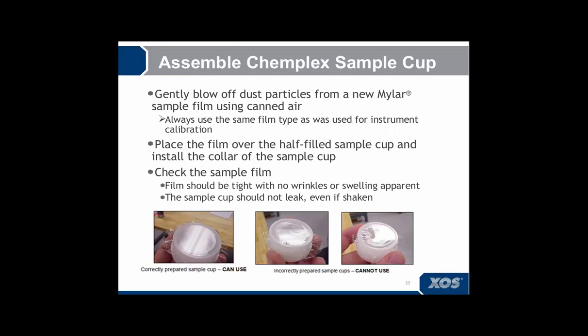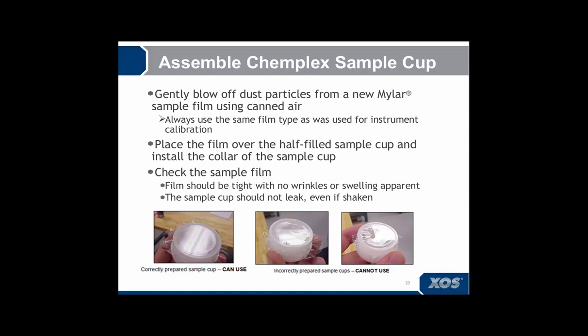You'll assemble your Chemplex cup. Again, with your canned air, gently blow off dust particles from a new Mylar sample film, making sure to always use the same type of film as you used for calibration. You place the film over the sample cup and install the collar. Make sure you inspect the film of the assembled cup. The film should be tight with no wrinkles or swelling, and the sample cup should not leak.